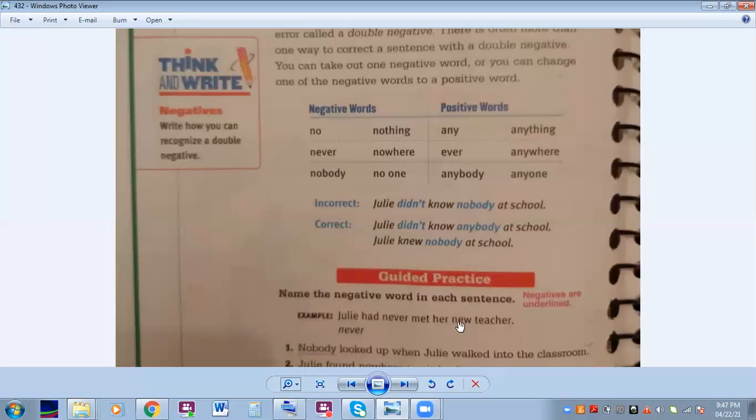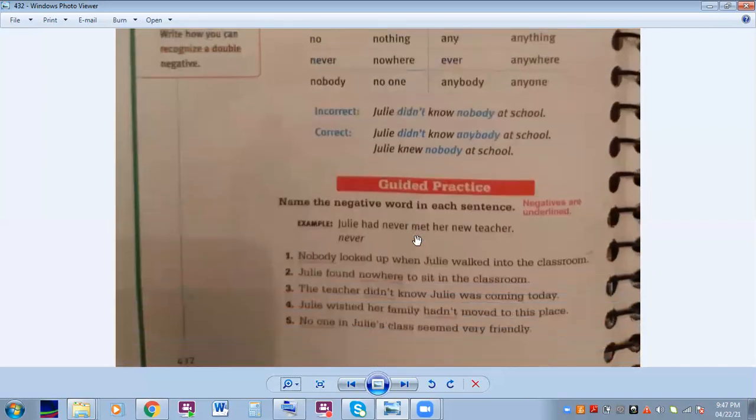Julie had never met her new teacher. Here we have the negative word never. Nobody looked up when Julie walked into the classroom. Nobody is our negative word. Julie found nowhere to sit in the classroom. Nowhere is the negative word. The teacher didn't know Julie was coming today. Didn't is our negative word.